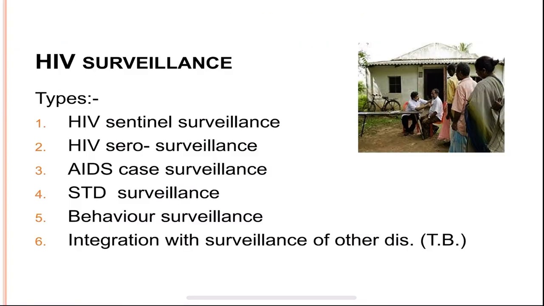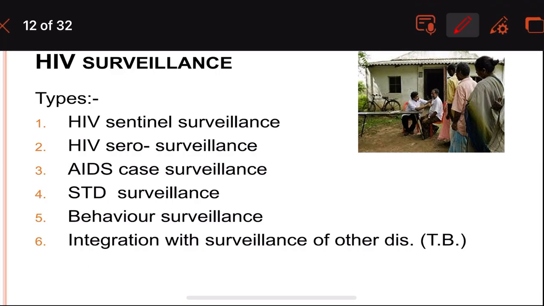Moving on to HIV surveillance. Different types of surveillance activities are carried out in the country in order to detect the spread of the disease and to make appropriate strategies for prevention and control. The surveillance types include HIV sentinel surveillance, HIV sero surveillance, AIDS case surveillance, STD surveillance, behavior surveillance, and integration with the surveillance of other diseases like TB.